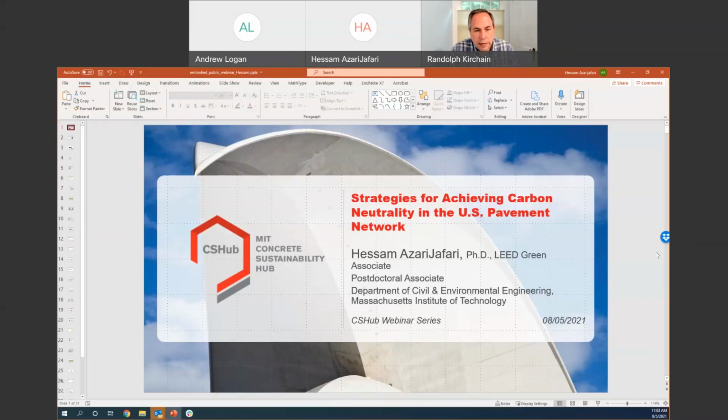to better understand what are some of the options for continuing to drive down the carbon footprint in particular of that system. And so today, Dr. Hassam Zari Jafari, one of the postdoctoral associates here in the Hub, is going to share with you some of our learnings from that work. So with that, I'm going to turn it over to Hassam. And thanks again for joining us.